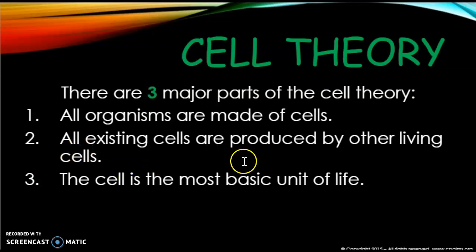Cells are the most basic unit of structure and function. So cell is the most basic unit of life. So not only are all organisms composed of cells, but the most basic unit of any living thing is the cell. Okay, and last but not least, all new cells come from existing cells. So all existing cells are produced by other living cells. So one, all organisms are made of cells. Two, the cell is the most basic unit of life. Three, all new cells come from other cells. Most important slide to get out of this entire section.